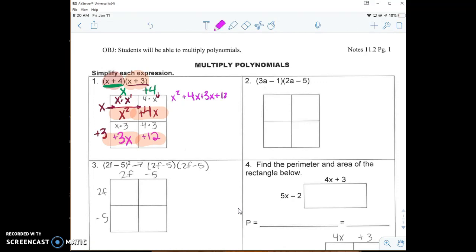We just need to look for like terms. So 4x and 3x, notice my like terms are in the middle. 4x plus 3x makes 7x, and I carry everything else down. X squared plus 7x plus 12.